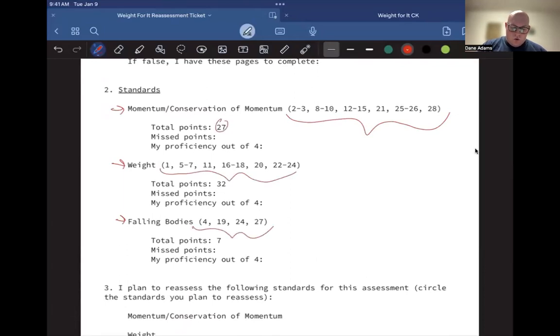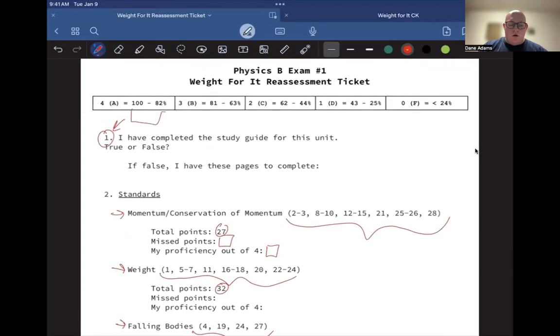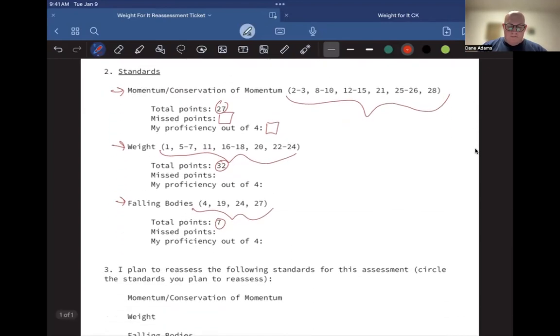And right here are the total number of points that were in that section. So you kind of have all the information you need to dissect your test item by item and keep track of how many points you missed. And you can write down what your proficiency was, 1, 2, 3, or 4. Remember, the percentage bands are right up here.